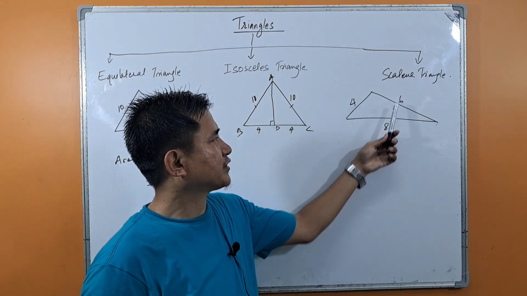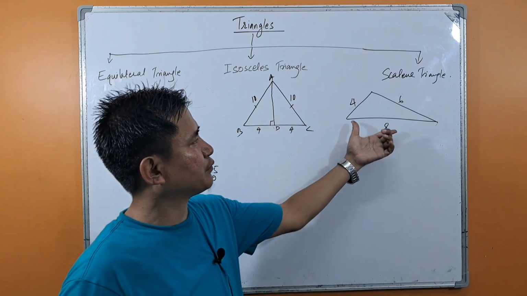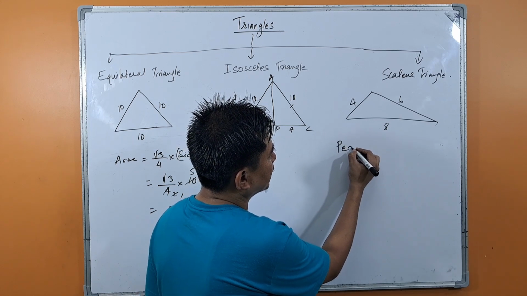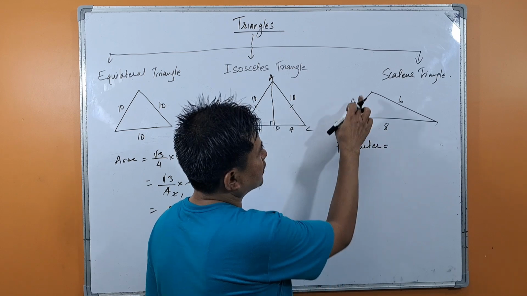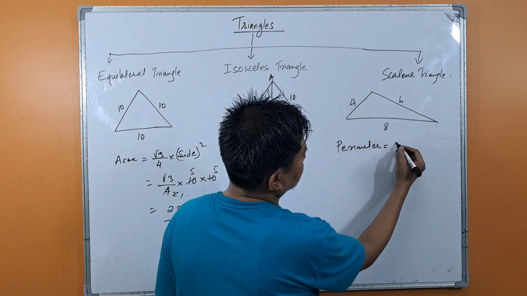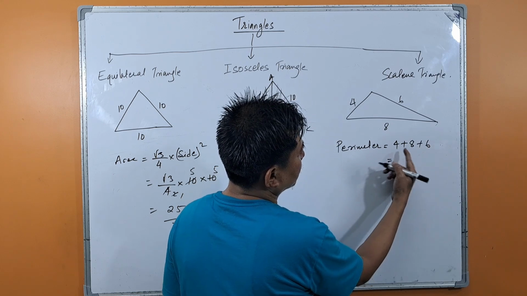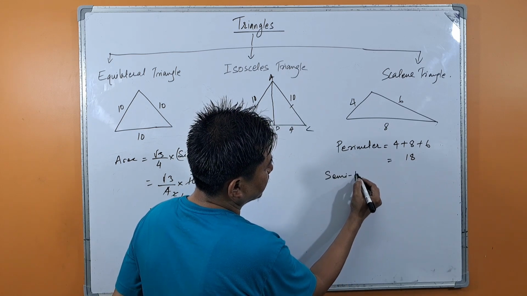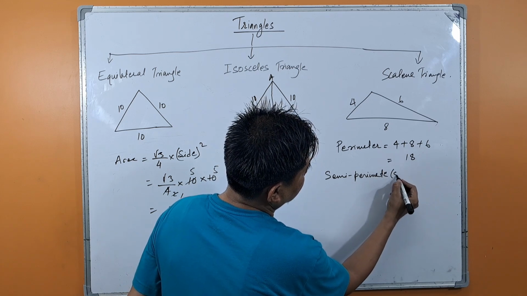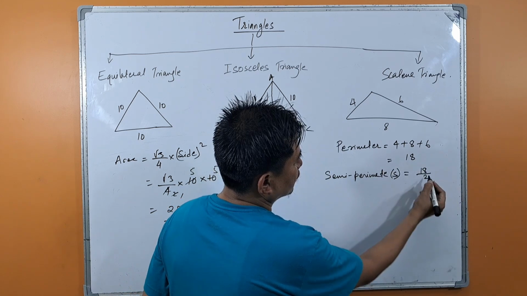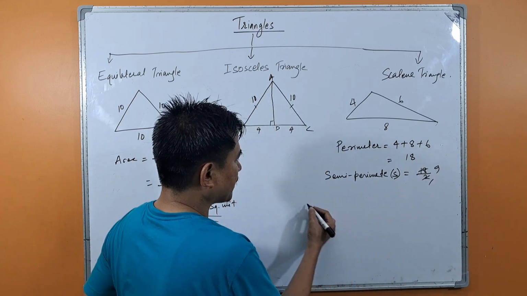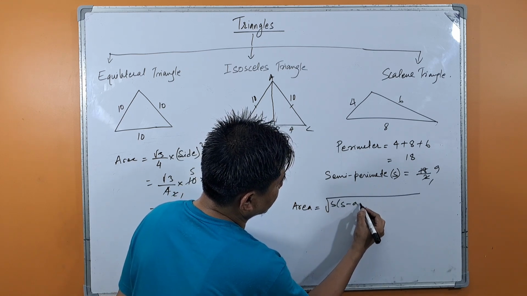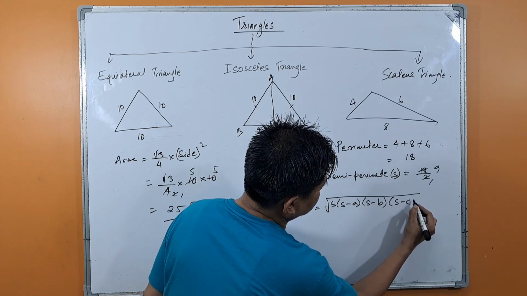Okay, this is an example of a scalene triangle, because all of its sides are unequal to each other, isn't it? So to find the area of this triangle, we use Heron's formula. To use Heron's formula, we need the semi-perimeter, isn't it? So first we find the perimeter. Perimeter of this triangle is the sum of all sides, that is 4 plus 8 plus 6. 4 plus 8 is 12. 12 plus 6 is 18. Okay. Now we find the semi-perimeter. Semi-perimeter means half of perimeter, isn't it? Perimeter divided by 2, 2 9s are 18, so it is 9.